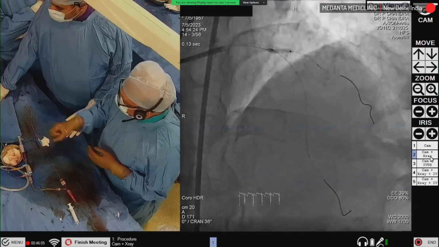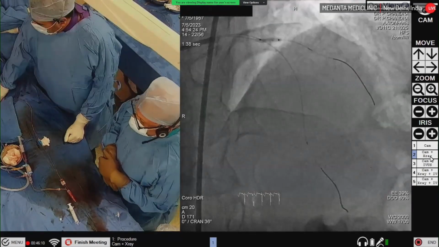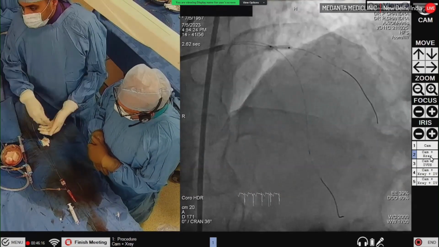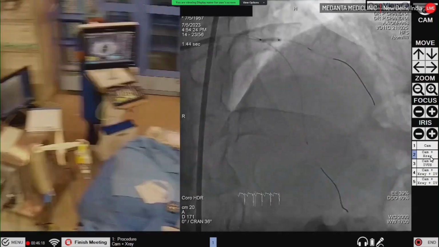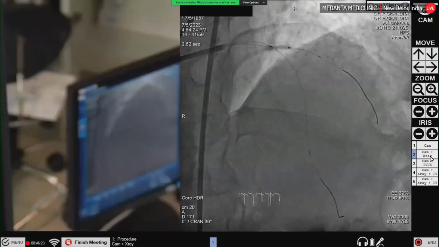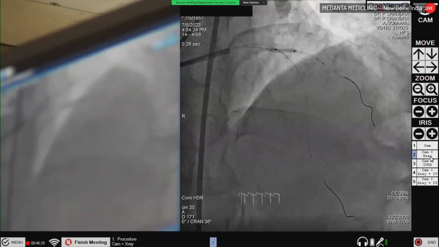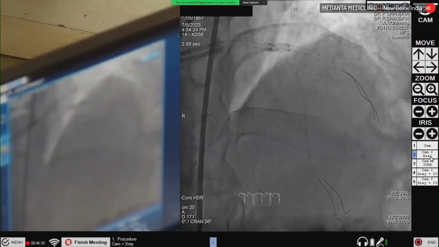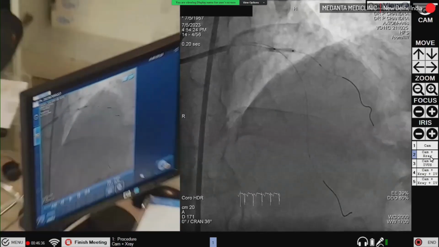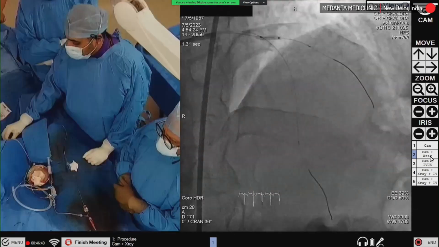In the meantime, please make ready the 3.5 into 20 Magic Touch. Okay, so here we are fine, at 54 seconds, and everything is okay. The patient is having some pain, but we will keep it like that. Hemodynamics is okay, and we are good.